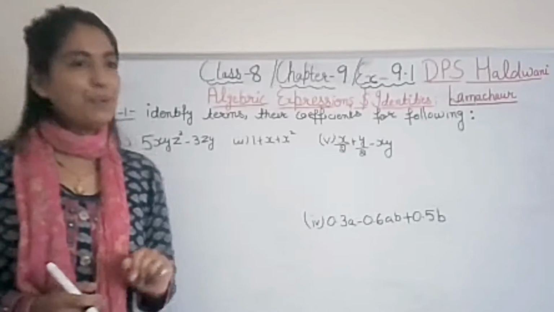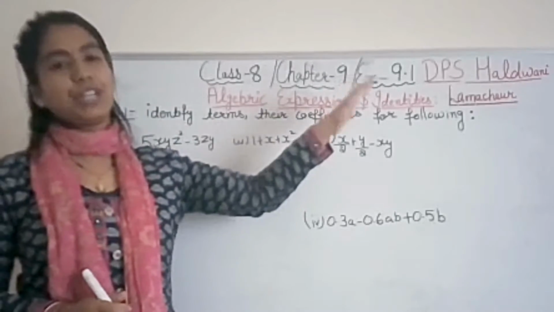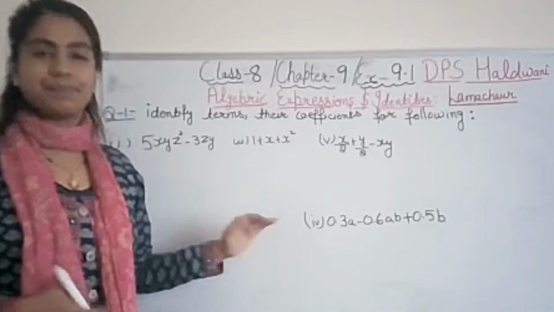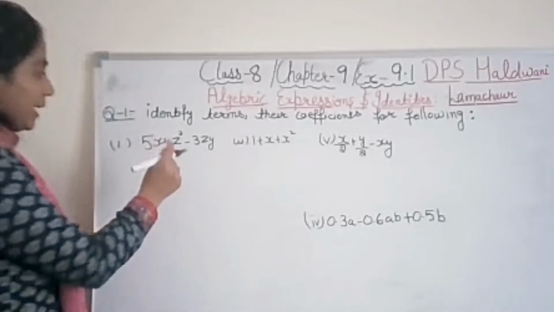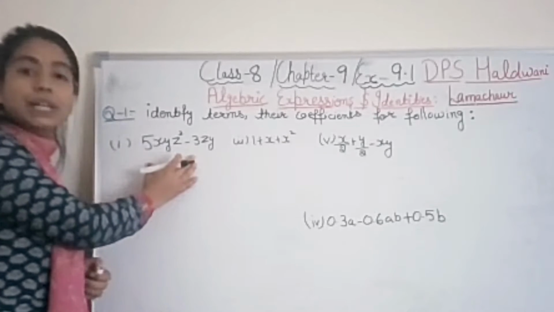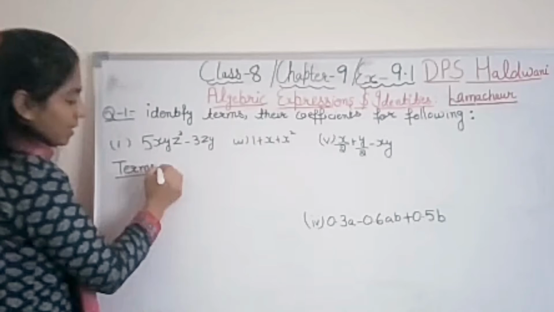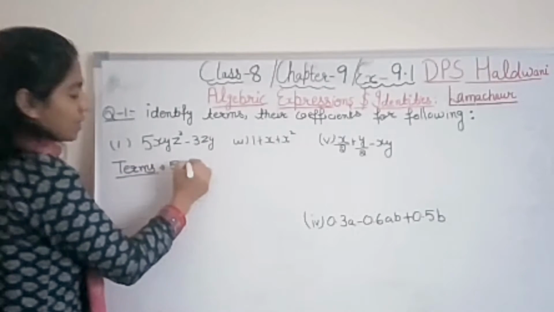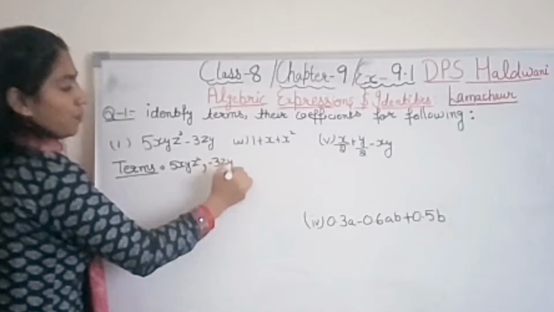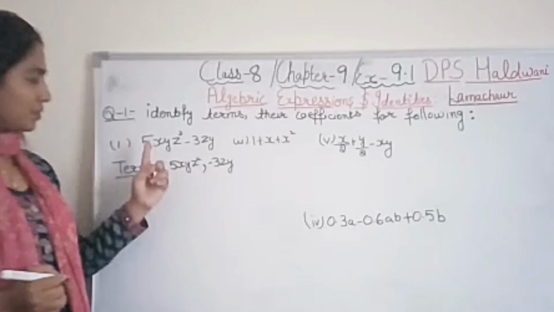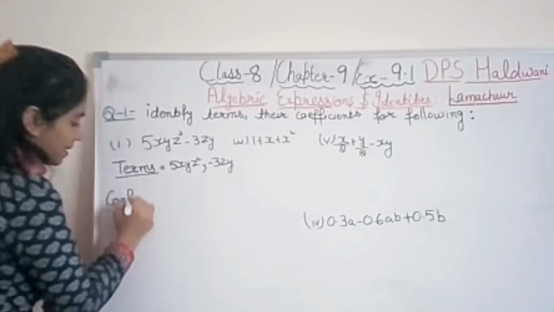Now student, question number 1: identify the terms and their coefficients in the following expression. Terms and their coefficients. So first of all student, in the first part, how many terms do we have? One is 5xyz square and one is minus 3zy. These are the terms. Two terms we have, right? And now the coefficient.